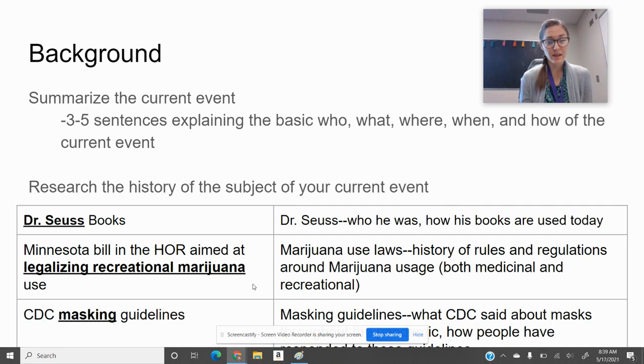The subject in this seems to be more of a thing, right? Marijuana use laws. So you could research the history of the rules and regulations around marijuana usage, including both medicinal and recreational use. Last one, CDC masking guidelines. This one's really focused on those masking guidelines. So you could research the history of what the CDC has said about mask usage throughout the pandemic and how people have responded to those guidelines.